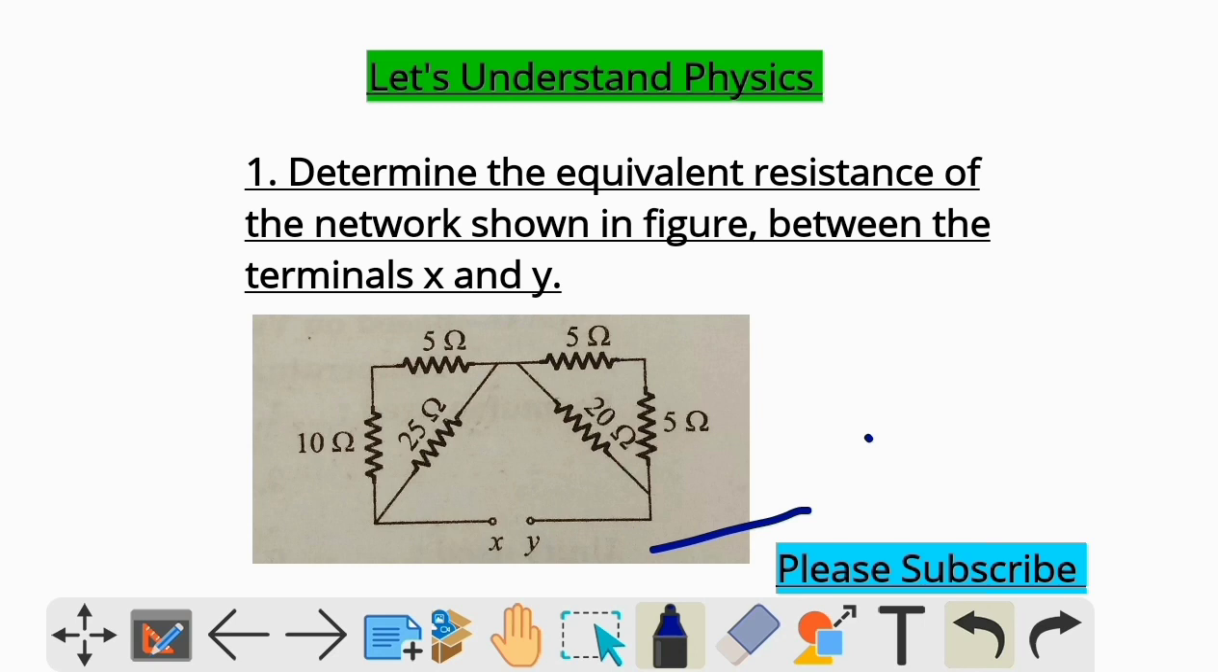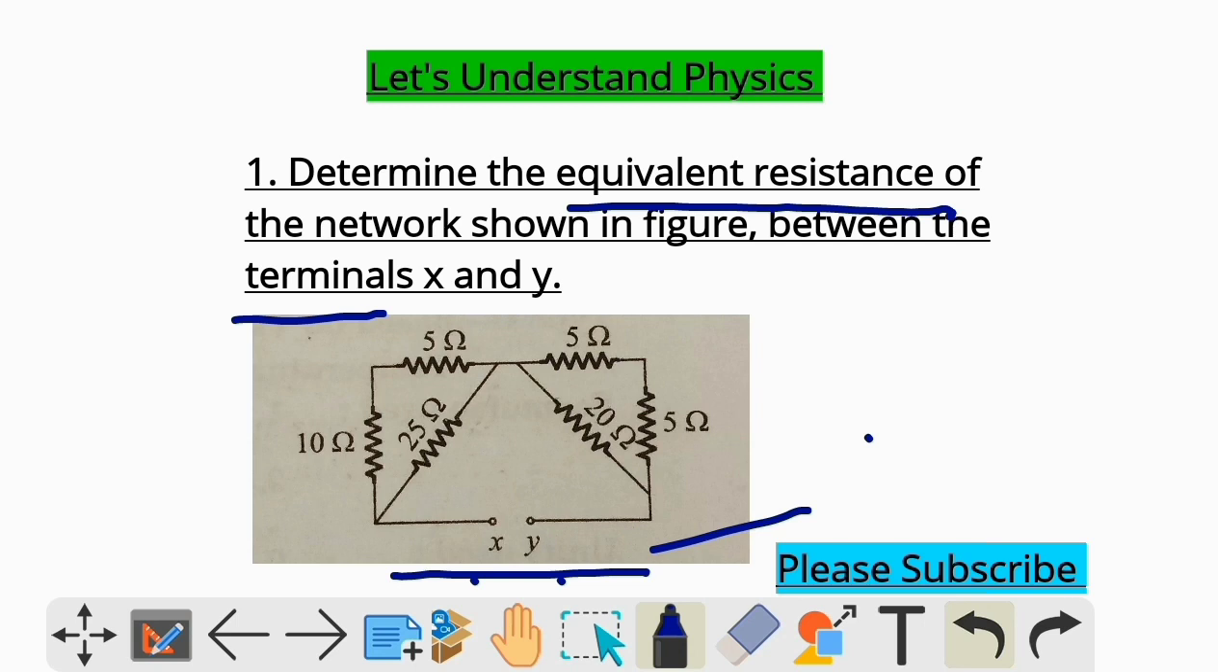Determine the equivalent resistance of the network shown in the figure. So this is the figure they have given. You have to find the equivalent resistance between the terminals X and Y. From X, if you start, you have to identify different resistors connected in series and parallel. If you are able to draw this diagram in a simplified manner, it will be easy for you to solve.